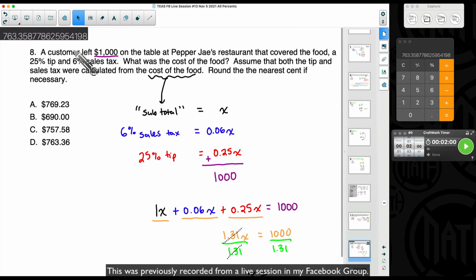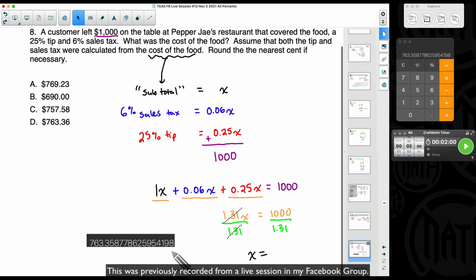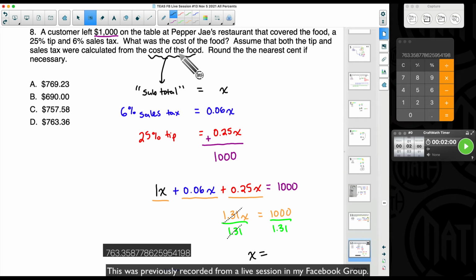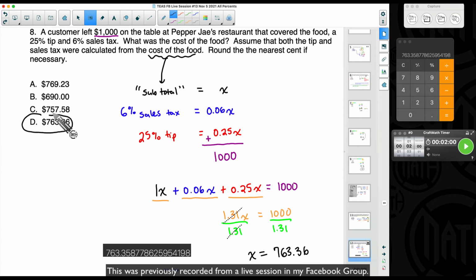Obviously, you will never see a subtotal for a meal like that. Hopefully, we never see a meal that expensive. But there are some restaurants that are charging outrageous prices for tomahawk steaks wrapped in gold leaves, if you know what I'm talking about. But this 763.36, that answer is D. That is our value of x.